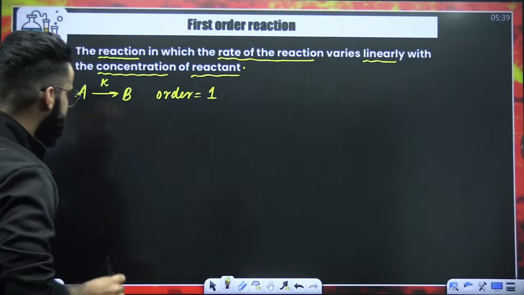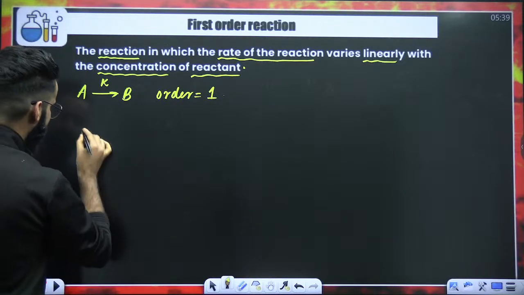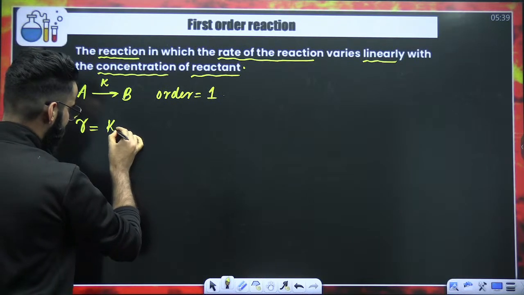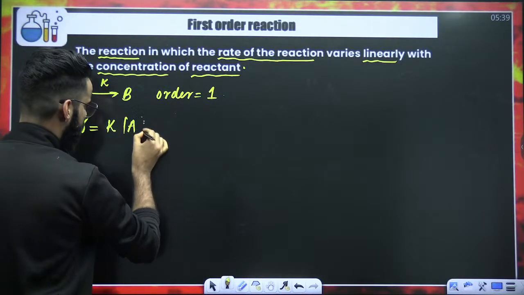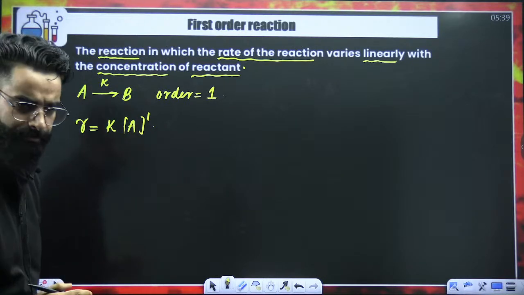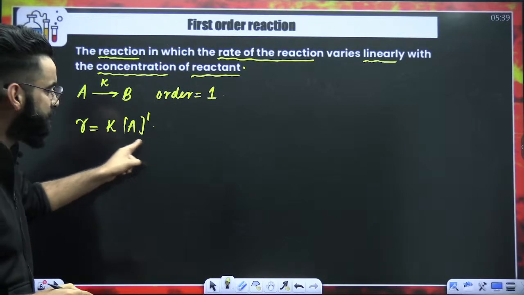Now, my dear students, if I write the rate law for this particular reaction, how do I write it? I'll be writing rate of the reaction is equal to rate constant multiplied by concentration of A raised to the power order, that's 1. Okay. Now, my dear students, look at this particular expression. Look at this particular rate law.